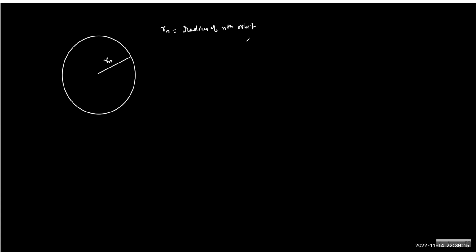So what is the size of the string of the nth orbit, or in general any orbit? 2 pi r. If I choose any orbit, let's say in general Rn is representing the radius of the nth orbit, which means the n minus 1th excited state.